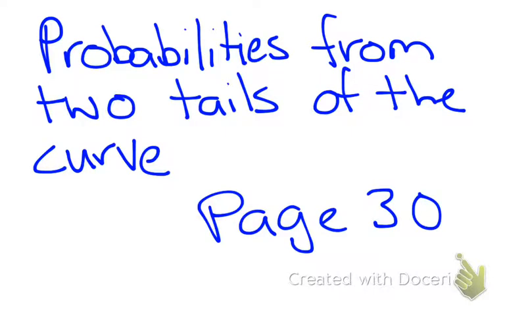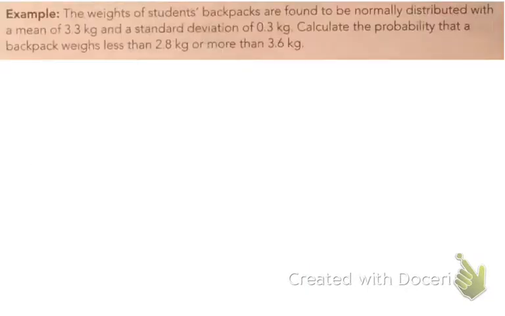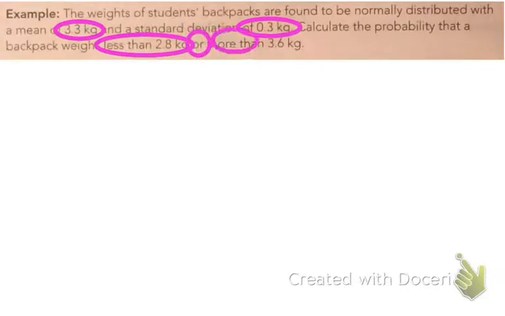We're on page 30, and what we're looking at now is probabilities from the two tails of the curve. So we've got our example about our backpack, and we have our mean of 3.3 kilos, our standard deviation of 0.3, and we're now looking at the probability that a backpack weighs less than 2.8 kilos. Now here's a keyword, or more than 3.6 kilos.